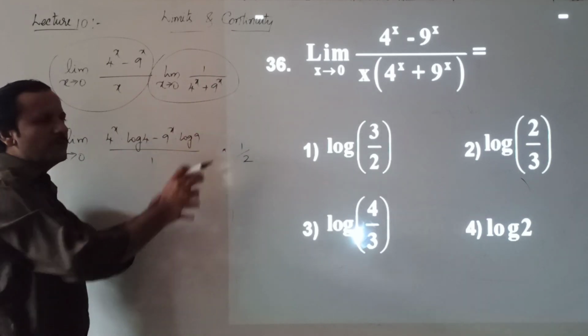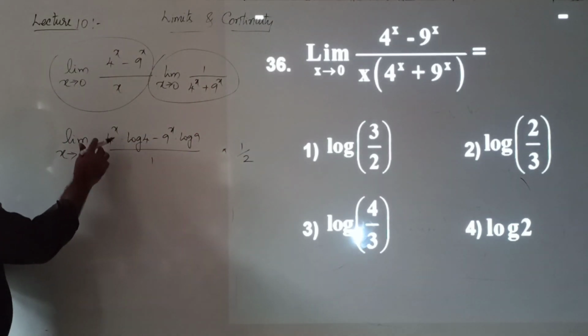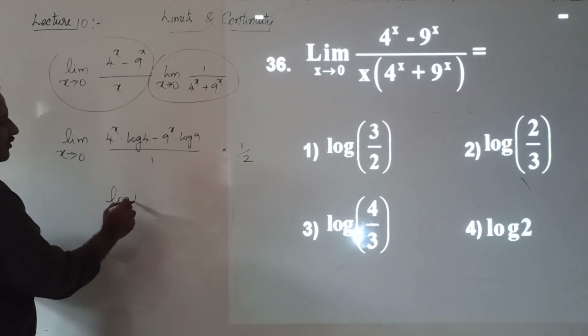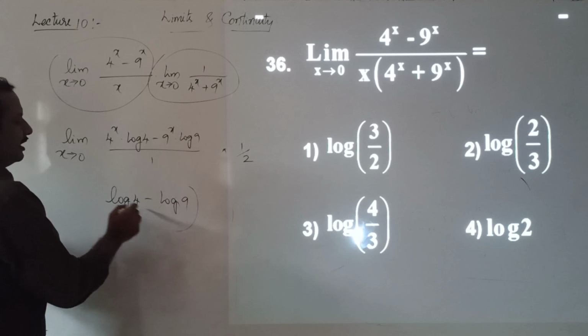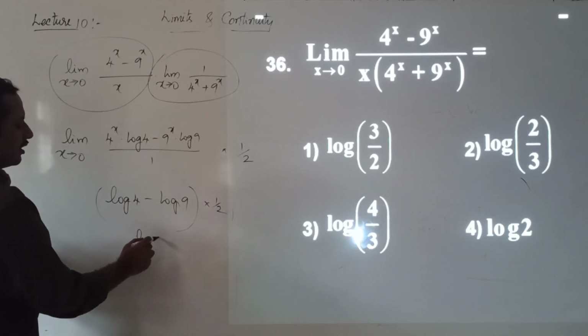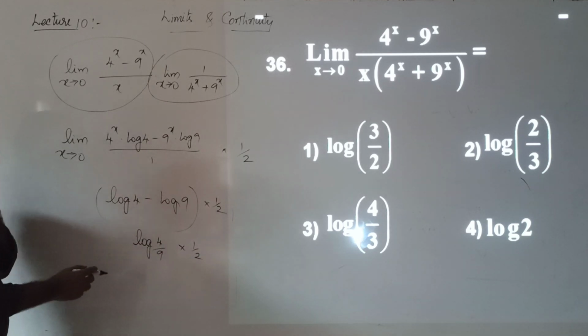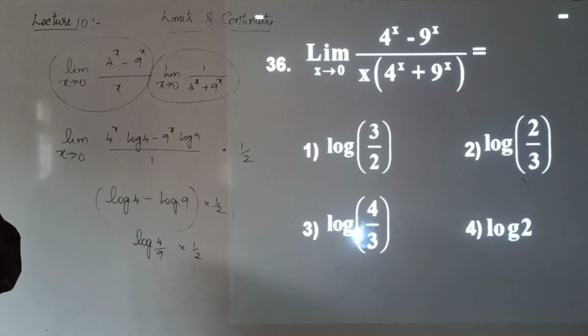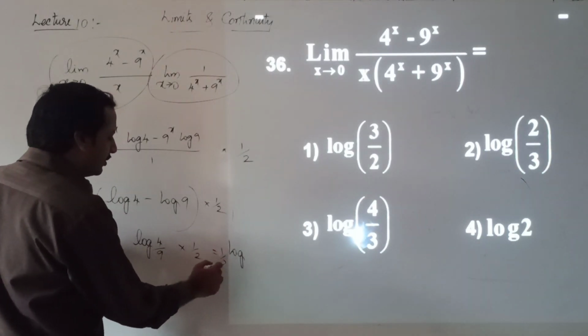Well, this limit is 1, not the answer. Here if I apply the limit, 4 power 0 is 1, so you are going to get 1 into log 4 minus 9 power 0 is 1, so log 9, into 1 by 2. So I can write this as log 4 by 9 into 1 by 2, right? 1 by 2 into log 4 by 9 is the answer. Unfortunately, it is not present. So what do I do? I will give 1 by 2 here.